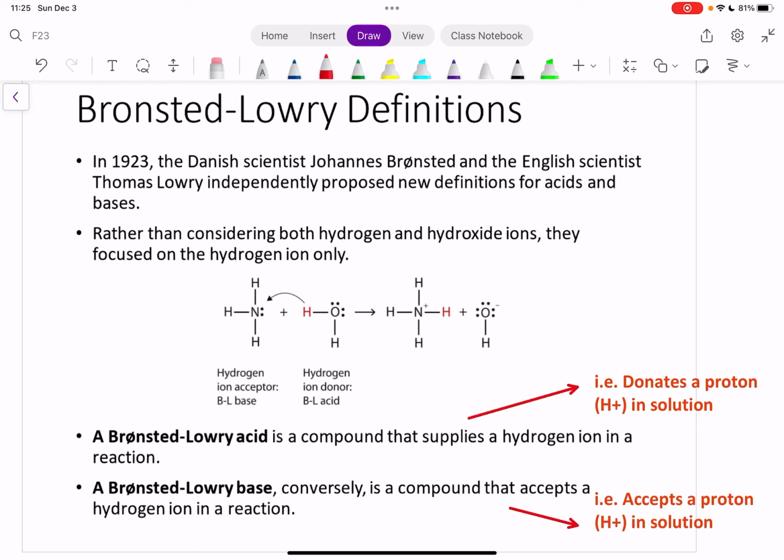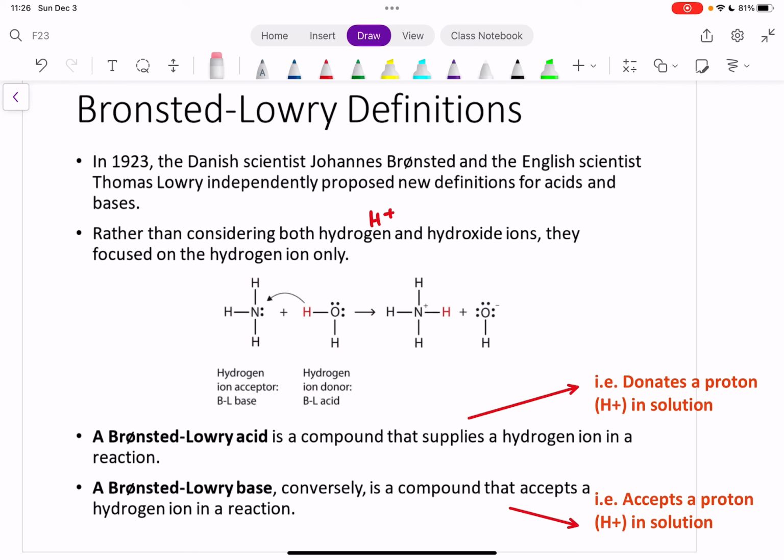And these scientists, rather than considering both hydrogen ions and hydroxide ions, right, H plus and OH minus, like Arrhenius did, they actually just focused on H plus. And this is really interesting because there are actually quite a few bases that don't have hydroxide in them to start with. So it becomes a little bit more all-encompassing. We can think about lots of different reactions as acid-base reactions that we didn't previously think were acid-base because we didn't see that there was hydroxide in our base already.